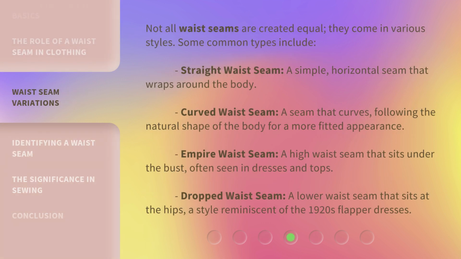Not all waist seams are created equal. They come in various styles. Some common types include straight waist seam, a simple, horizontal seam that wraps around the body. Curved waist seam, a seam that curves, following the natural shape of the body for a more fitted appearance. Empire waist seam, a high waist seam that sits under the bust, often seen in dresses and tops. Dropped waist seam, a lower waist seam that sits at the hips, a style reminiscent of the 1920s flapper dresses.